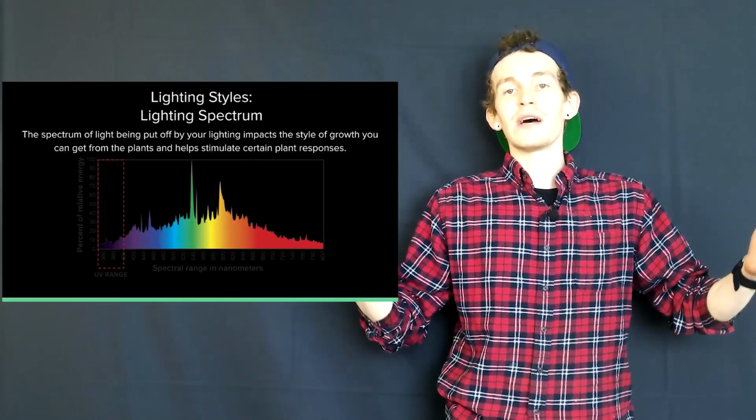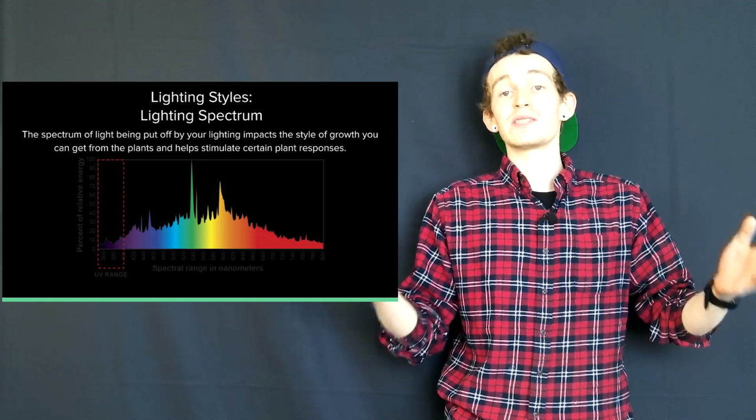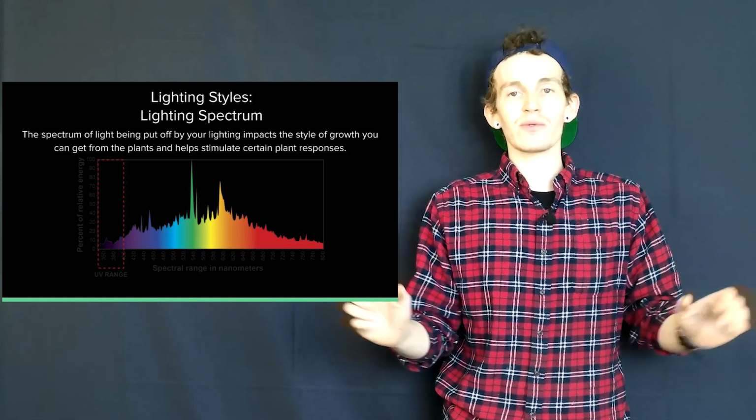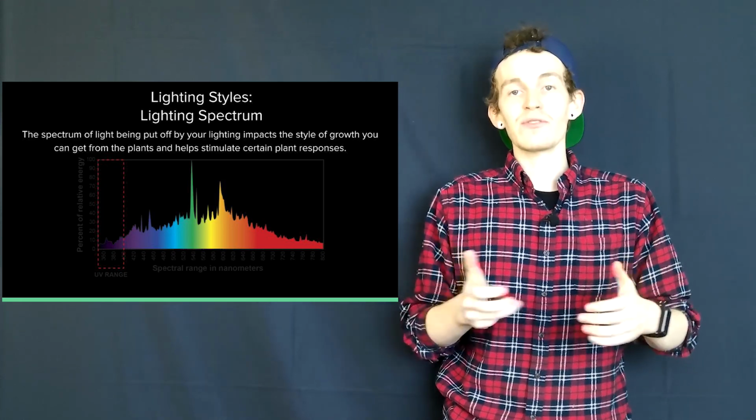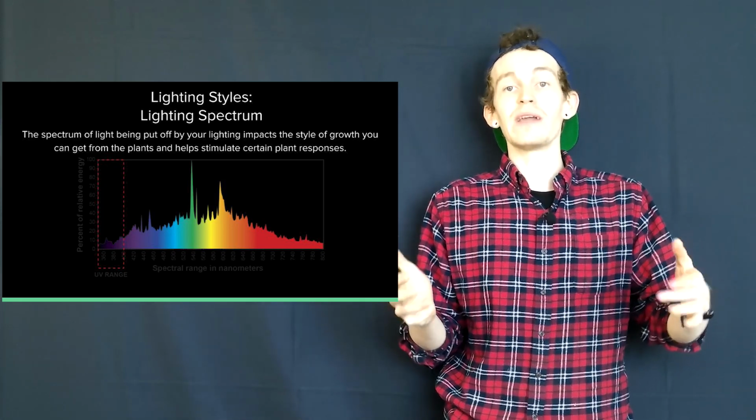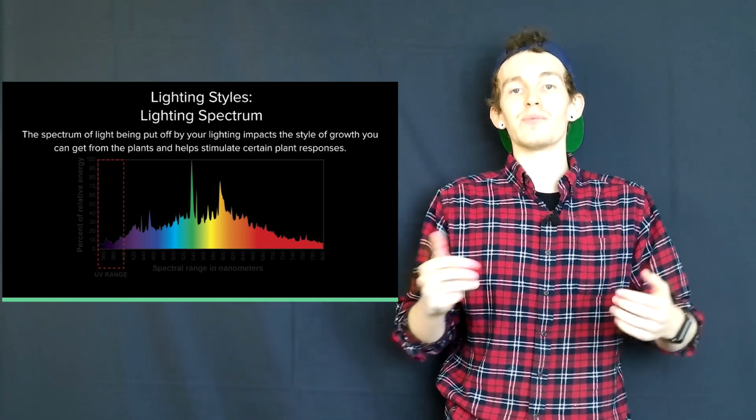Now that we've gone over the basics of lighting fixtures, as well as the different basic lighting styles, let's go ahead and dive into one last thing relating to lighting, which is the actual lighting spectrum. Lighting spectrum refers to the different colors of light that are being put off by your plant, and will impact the growth style that you get out of the plant.